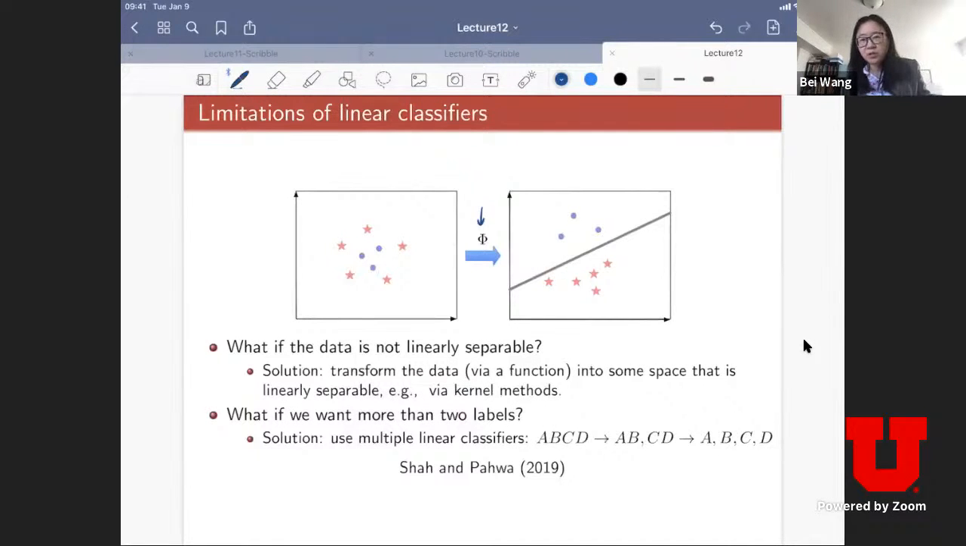And of course, I'm giving examples of linear classifiers assuming there are two labels. What if you have multiple labels, right? Then you can apply the linear classifier multiple times. Let's say there are 4 different kinds of labels, A, B, C, D. The first time, I will separate all the points with labels A, B from labels C, D. And then for each subgroup, I'm going to apply the linear classification, right? That's one way to deal with that.